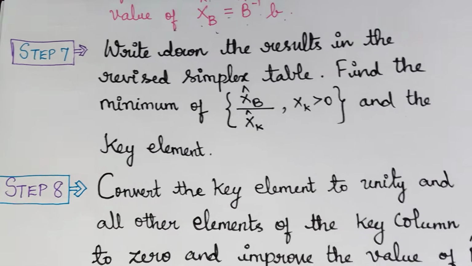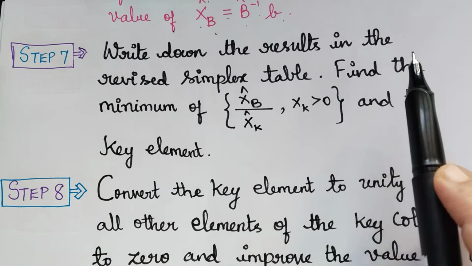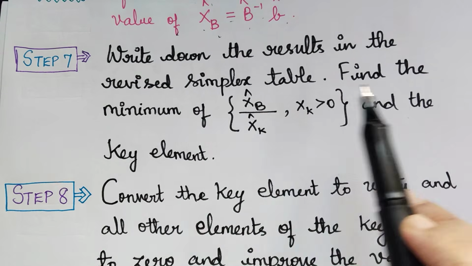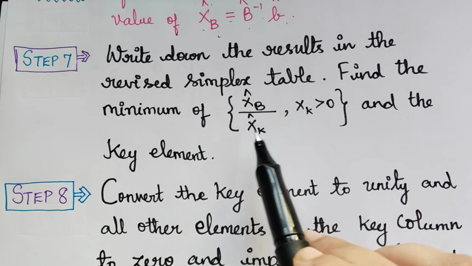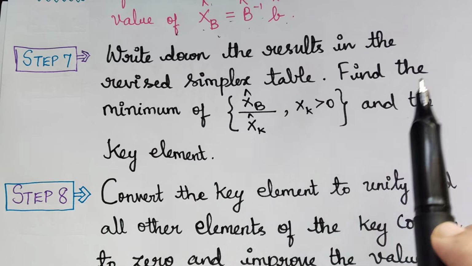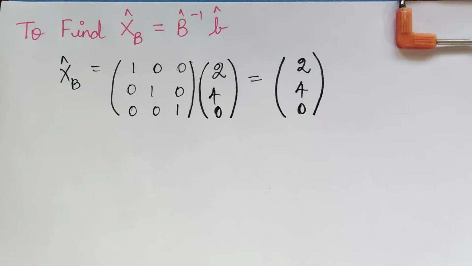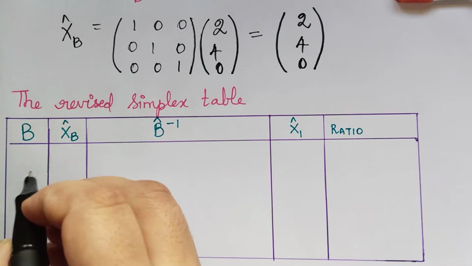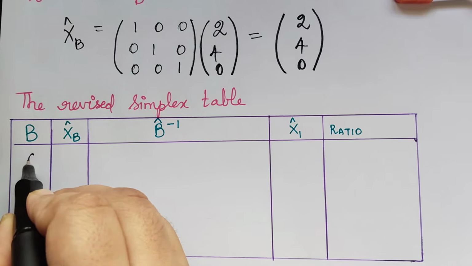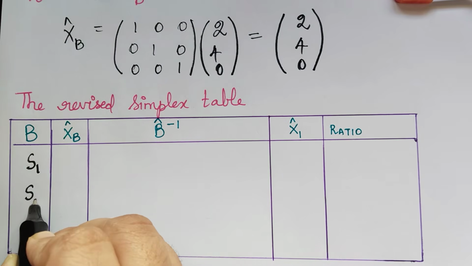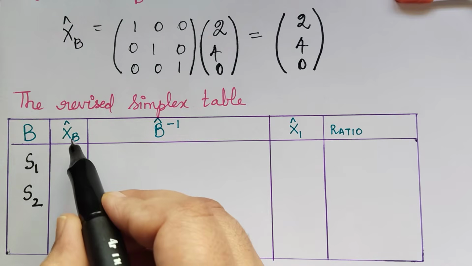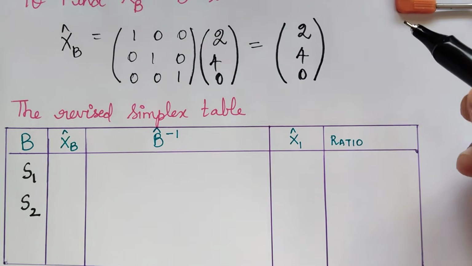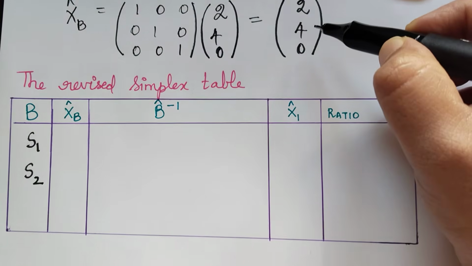So that is step 7. We have to write down the results in the revised simplex table and find the minimum of this value. So this I will explain you in the table, and we have to find the key element. So first we shall draw the revised simplex table. So this is the initial revised simplex table. The first column is B. So what is B? The basic variables, that is S1, S2, and then xb cap. Xb cap is what we have got here, that is 240.